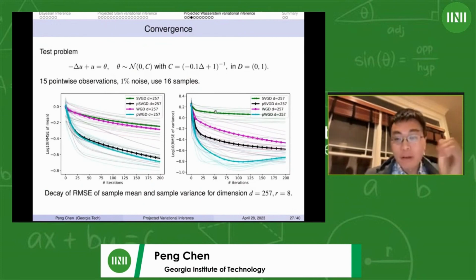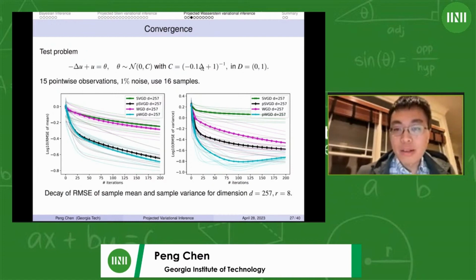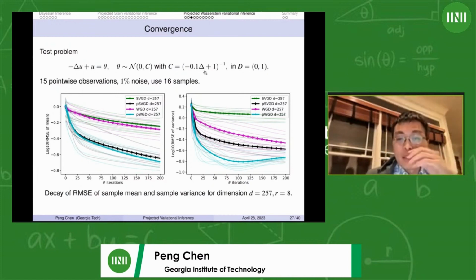Okay, here's a very simple demonstration on a linear inverse problem. We have theta with a Gaussian distribution, with a specific definition of the covariance given by the Laplacian, in one dimension. And we have 15 pointwise observations. We have 1% observation noise. We use 16 samples. And here's a comparison. Because for this linear problem, we know our posterior distribution explicitly, we can test our error for the mean and also the sample variance.